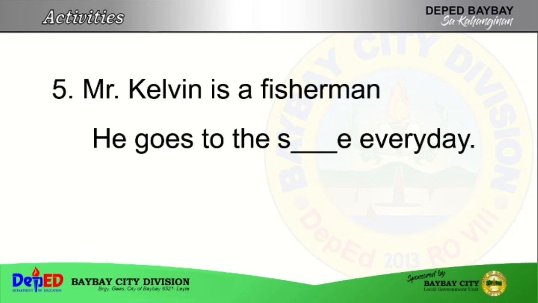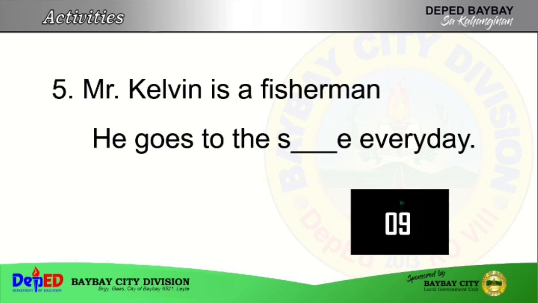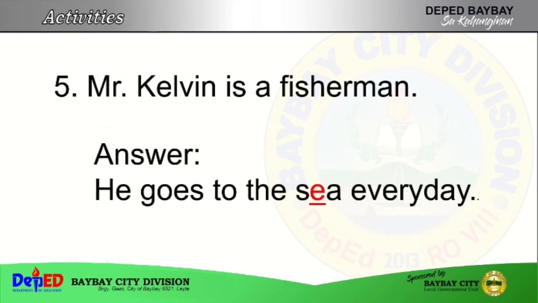Number 5. Mr. Kelvin is a fisherman. He goes to the blank every day. The correct answer is C. Mr. Kelvin is a fisherman. He goes to the sea every day. You're really getting better and better after every task.